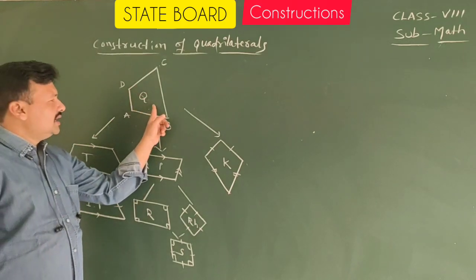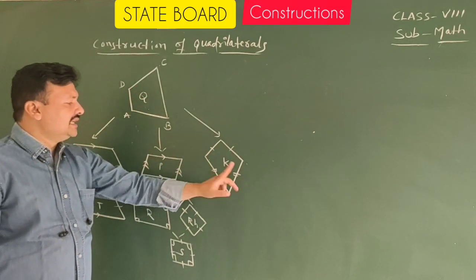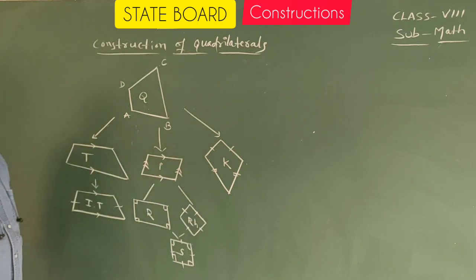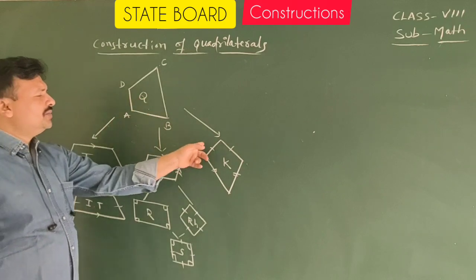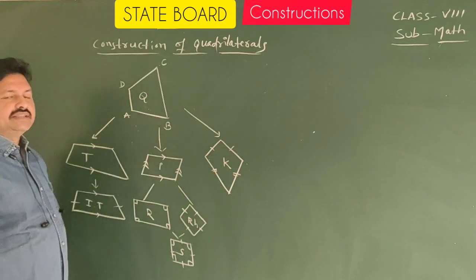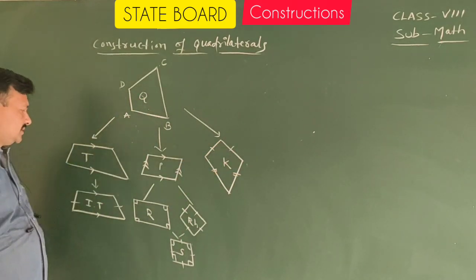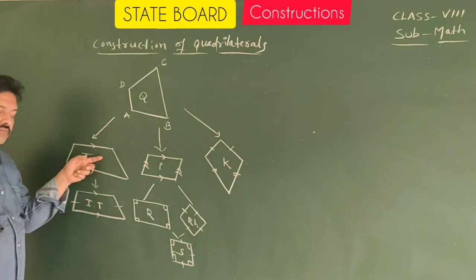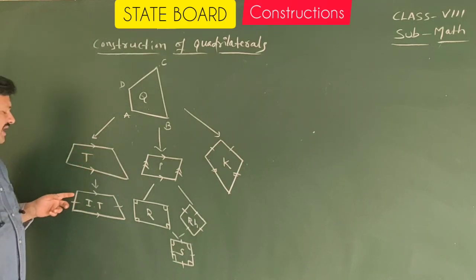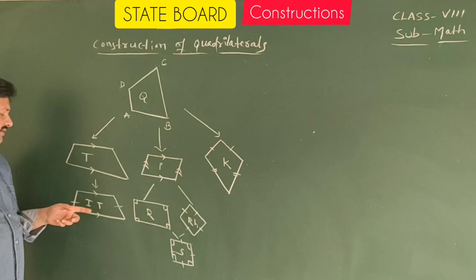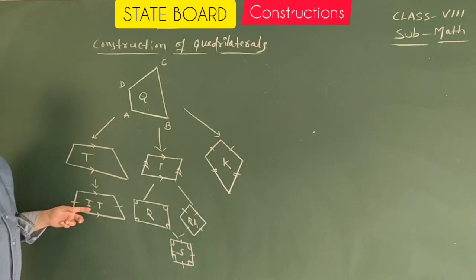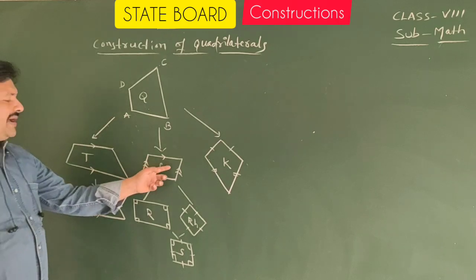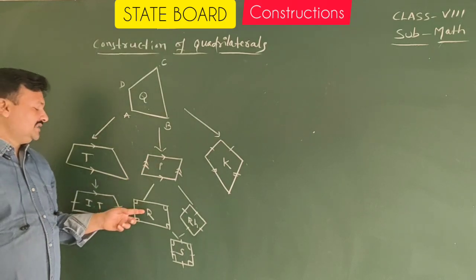In a quadrilateral, two pairs of adjacent sides are equal. It's a kite. Next, in a trapezium, its non-parallel sides are equal. It's an isosceles trapezium. In a parallelogram, one of the angles is 90 degrees.